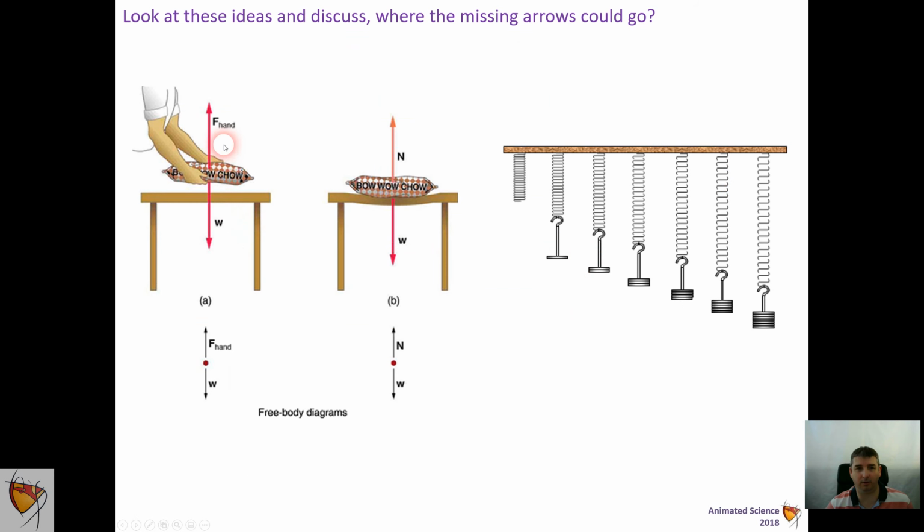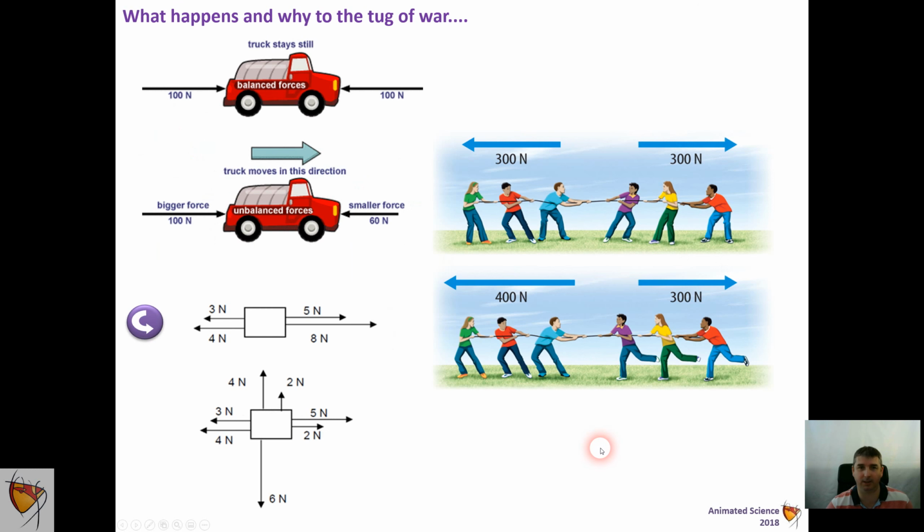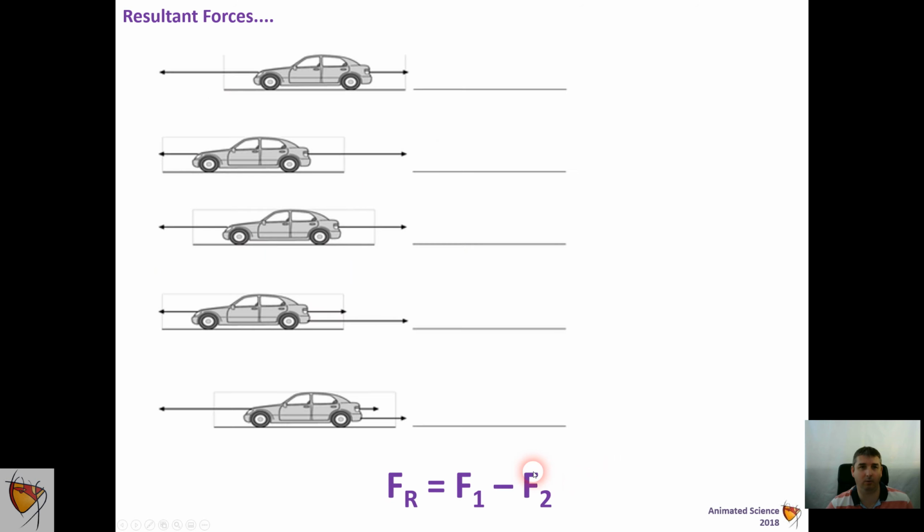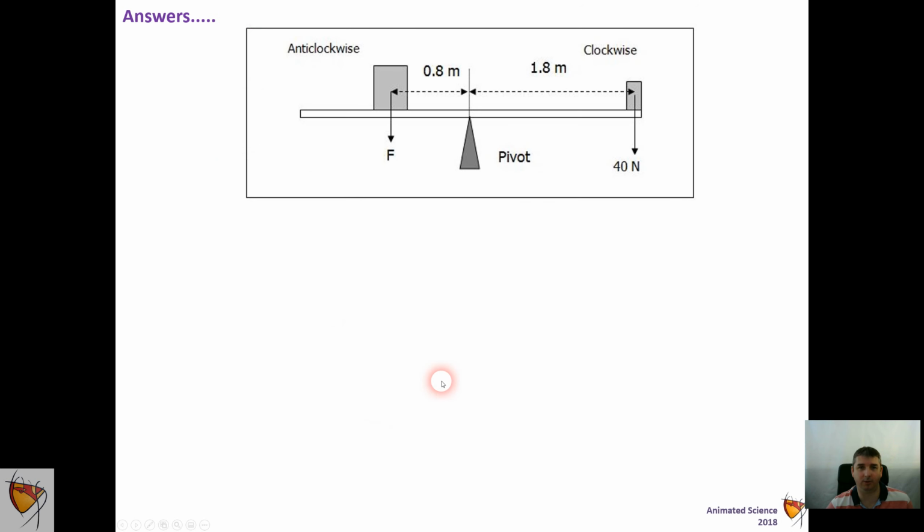So have a little think. You can look at the free body diagrams here where we're talking about the differences between lifting objects. We go back to the springs one that you've already done on the worksheet. So work on through. These are just repeats.